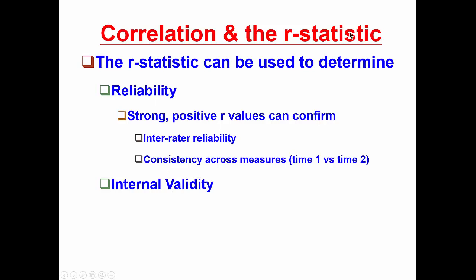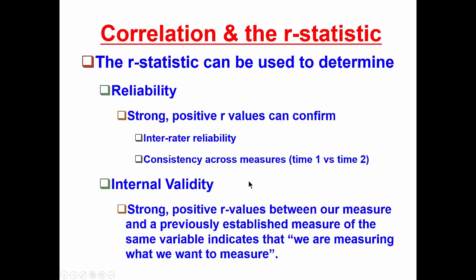Here we're going to focus on how the R statistic can inform us about internal validity, which you might remember is the extent to which we are measuring what we want to measure. Strong positive R values between our measure and a previously established measure of the same variable indicates that we are measuring what we want to measure. That is, it gives us an indication that we have strong internal validity.